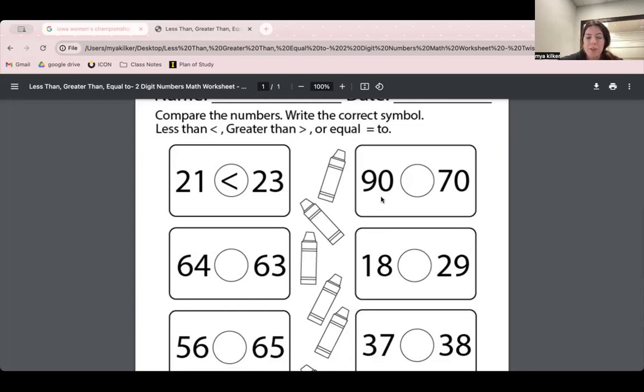Right now, you want to just make sure you have your symbol going the right way and be able to explain how you know that that symbol is facing that number.